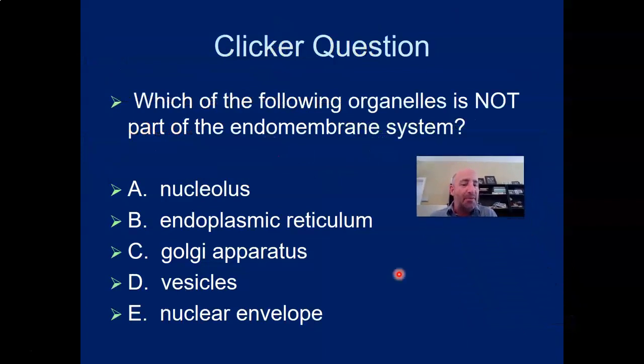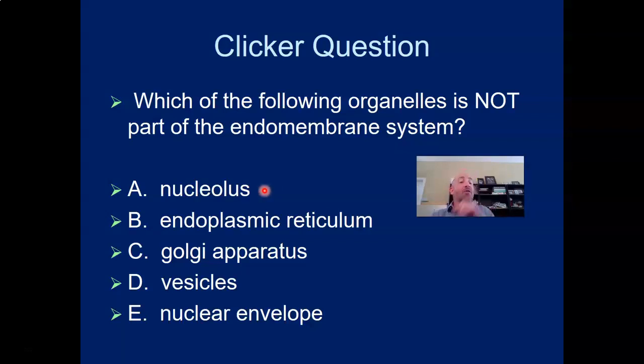Okay, here's a good example of a test question I may ask you on this upcoming lecture exam. Which of the following organelles is not part of the endomembrane system? Let's start here. Is the endoplasmic reticulum part of the endomembrane system? Yes, we know it is. Smooth ER, rough ER, part of the endomembrane system. Golgi apparatus, part of the endomembrane system. Vesicles, part of the endomembrane system. Nuclear envelope, part of the endomembrane system. The one choice that's not part of the endomembrane system is the nucleolus. So it's answer choice A. That is the correct answer.